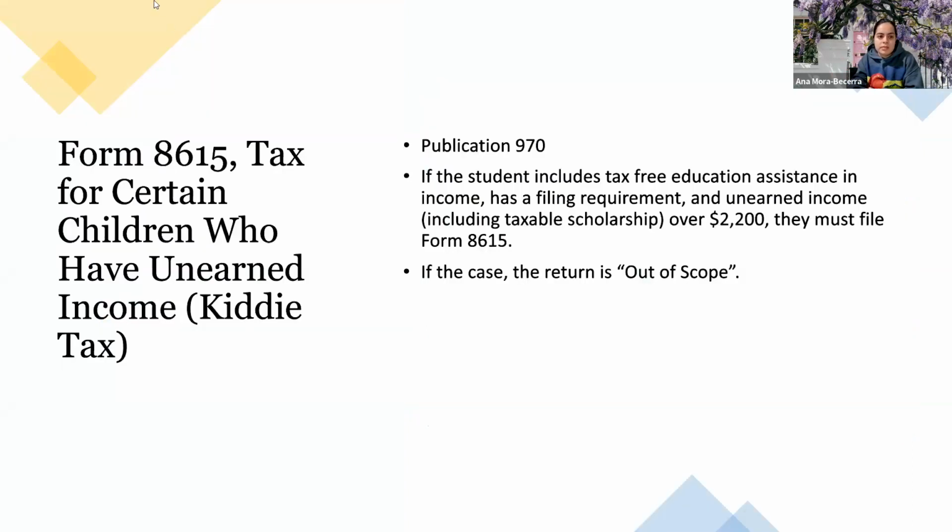And then this is Form 8615. It's tax for certain children who have unearned income. If the student includes tax-free education assistance in income, has a filing requirement, and has unearned income that includes taxable scholarship over $2,200, they have to file 8615. If they have to file the 8615 with what I just said, it would be considered out of scope. So that would be something we wouldn't have to worry about.